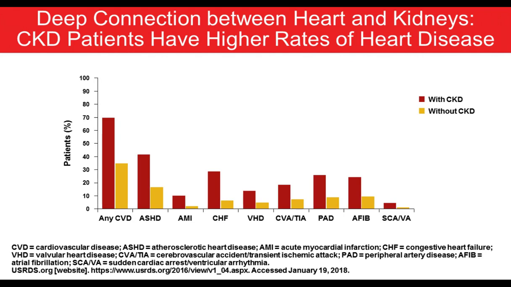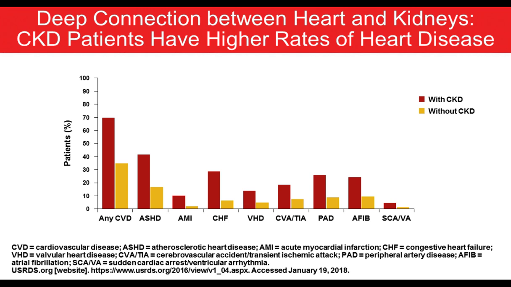So similarly to what you saw, that kidney disease is so prevalent in heart patients, this slide shows that kidney patients have higher rates of heart disease also. This is the data from the USRDS website, which captured 5% of the Medicare population. And they have the detailed lab analysis and their medical history.